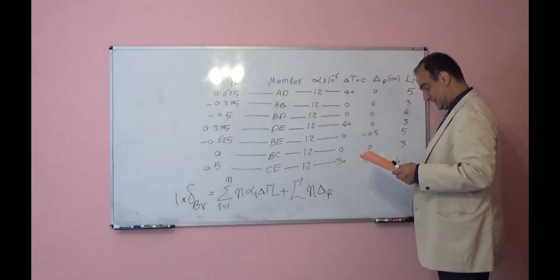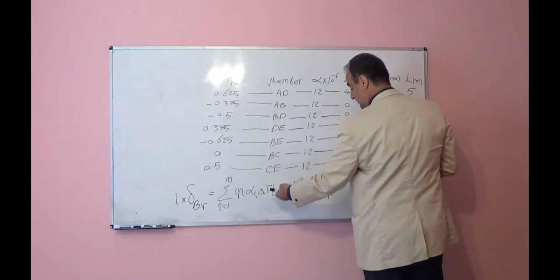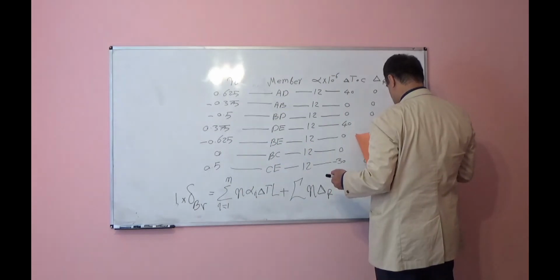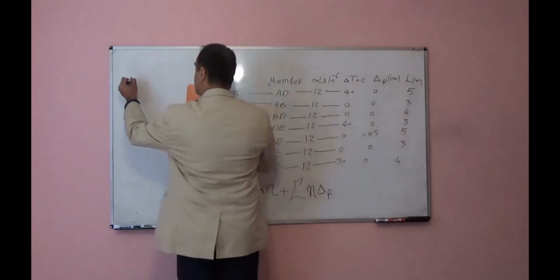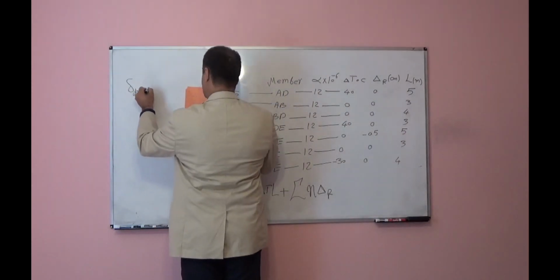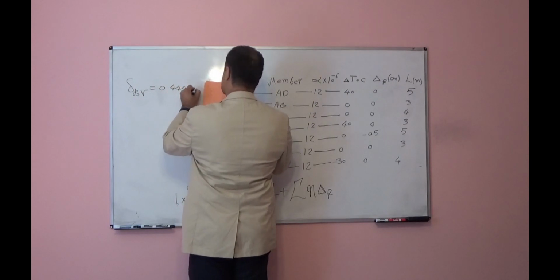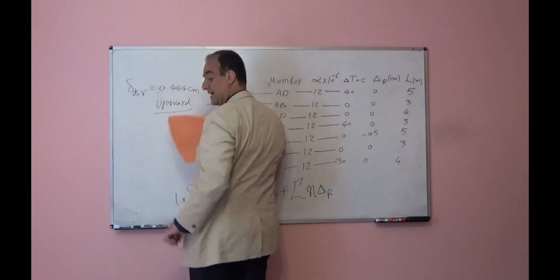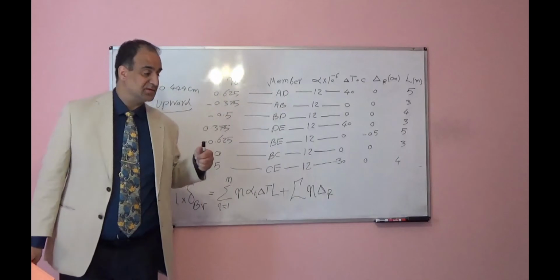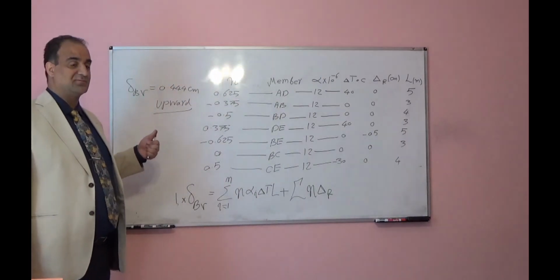If you multiply all these and add together, you will get delta B in vertical direction. It will be 0.444 centimeter and it will be upward. Because I apply unit load upward, this answer positive means I'm right. The deflection will be upward.